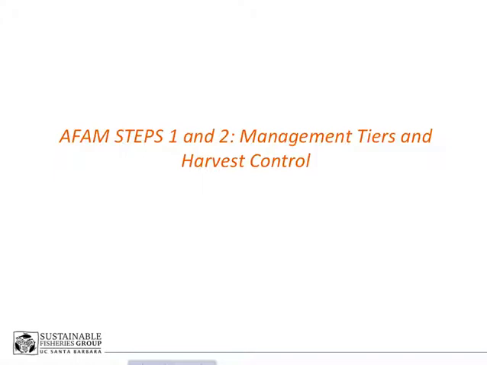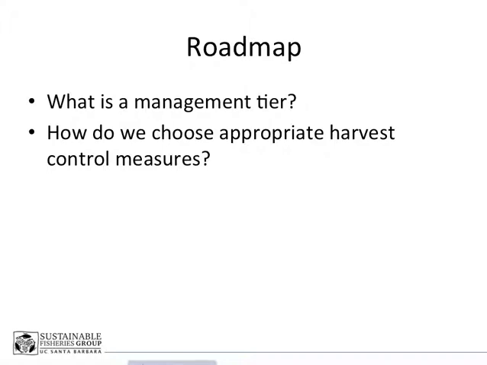So now that we've set the stage and gone over the toolkit as a whole, we're going to dive into these step by step. So in this next video, we're going to go over steps 1 and 2. These are the management tiers and fisheries management controls. As a quick roadmap, what exactly is a management and assessment tier, and how does AFAM help you choose theirs? And how do we choose appropriate fishing control measures?